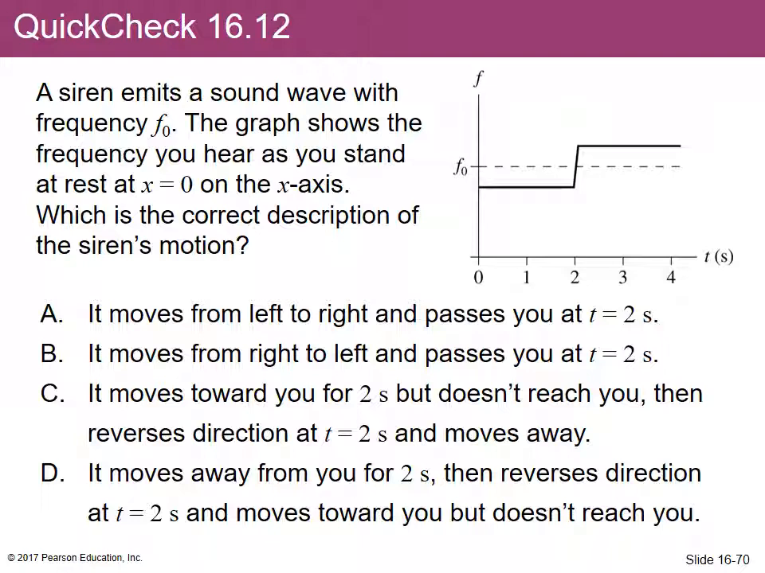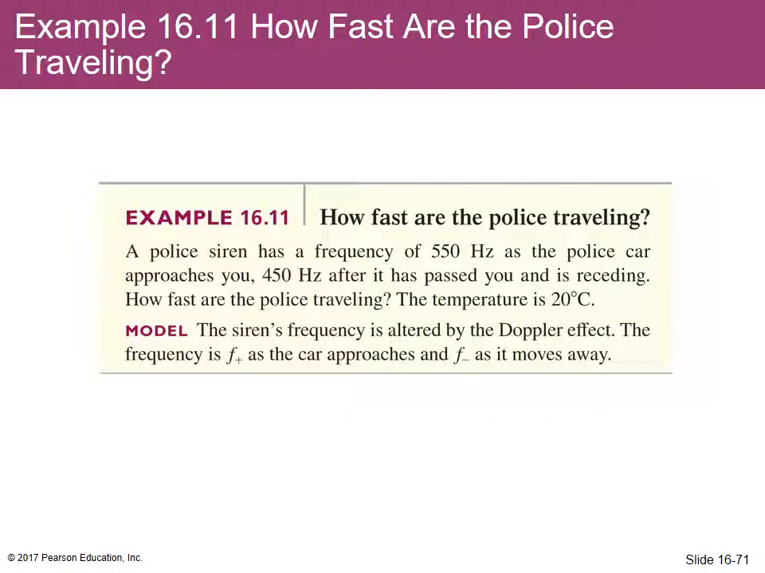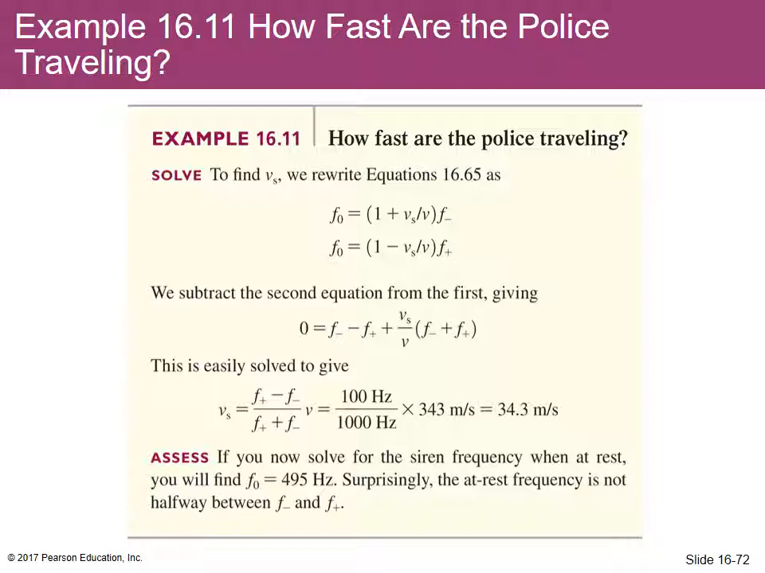Another problem to consider. This problem uses the Doppler formulae for the approaching and receding siren. The frequency and the speed are not known, so 2 equations must be used to find the speed. The rest frequency is the same in both cases. By subtracting the 2 equations, the speed of the police car can be found. 34.3 meters per second, or about 70 miles per hour.